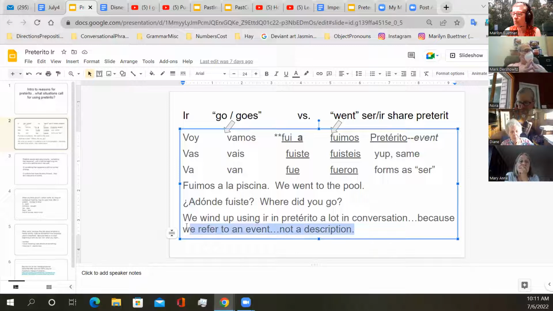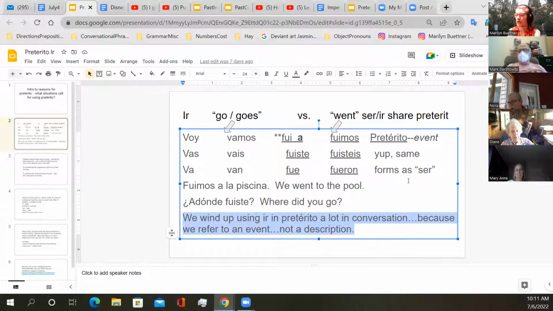So when do I use these fui, fuiste, fue, fuimos, fueron? When do I use preterito instead of the iba, ibas, iba, íbamos, iban of imperfecto? We wind up using ir in preterito a lot. We just do, because most of the time you're talking about where somebody went. So ir, I think you hear more in preterito versus the imperfecto. Imperfecto has a definite reason with ir, but preterito is going to be a lot more common.